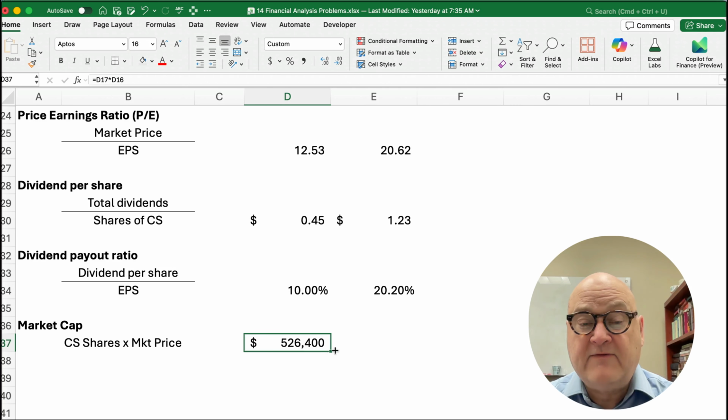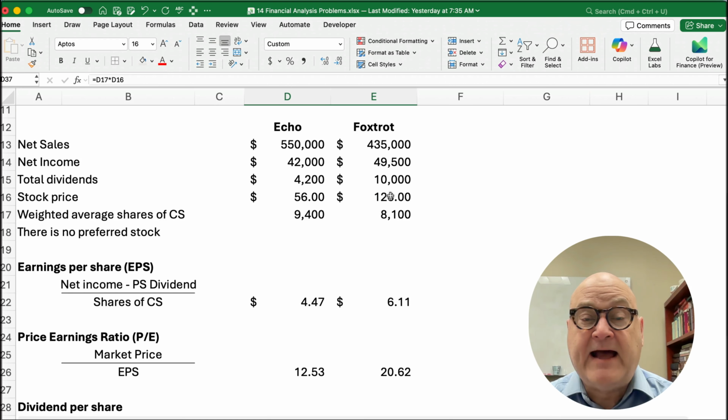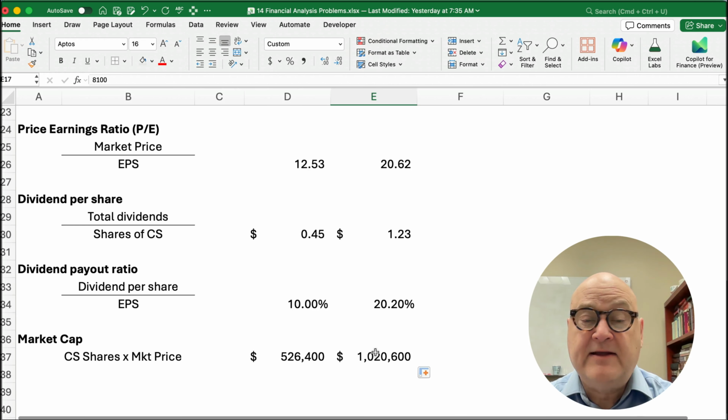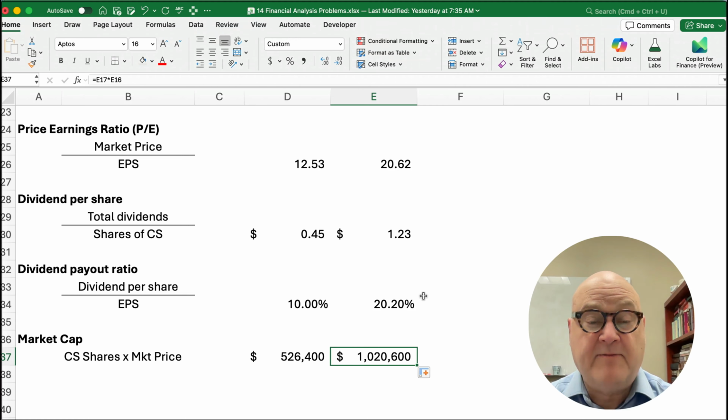What about the Foxtrot company? Because they have a higher stock price, $126, and about the same number of shares, 8,000, their market cap is $1 million. It's a $1 million company in market value, market cap.